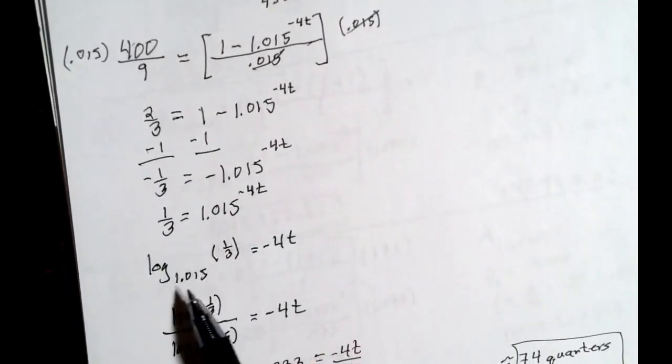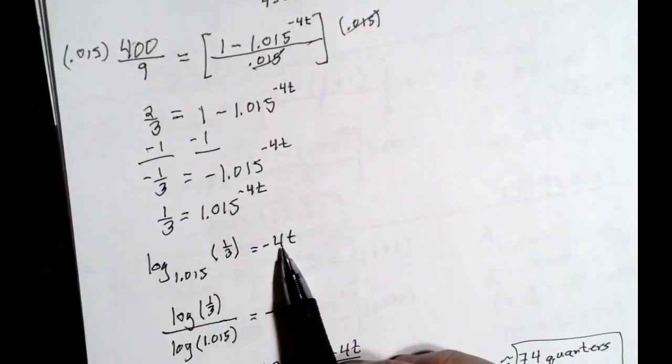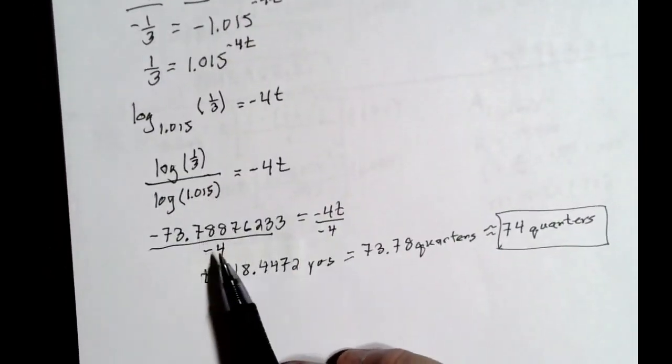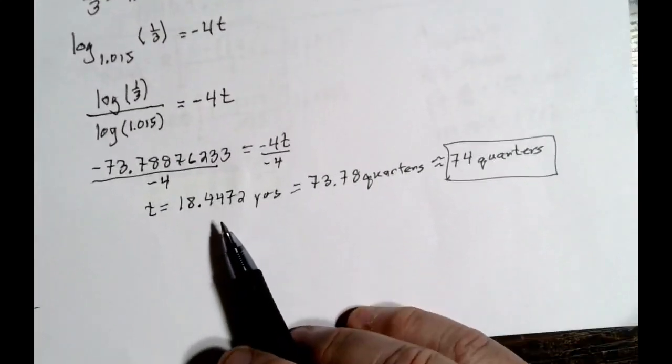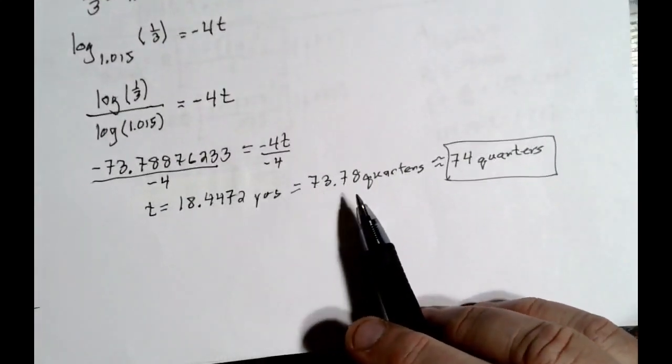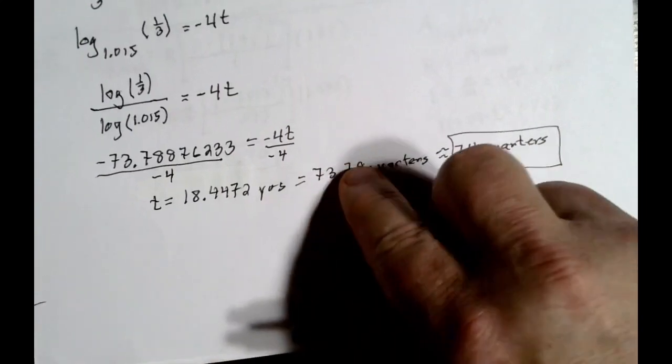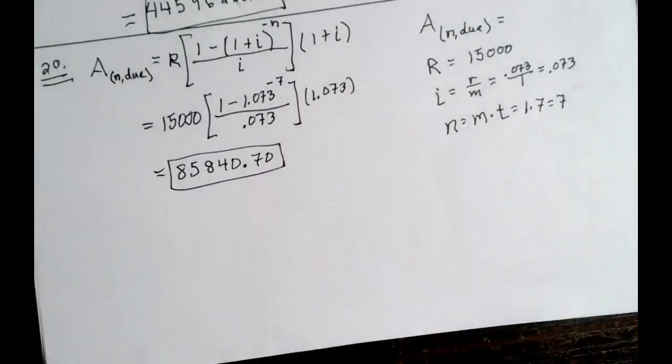And now you can write this with a log. Log base this of 1/3 equals -4t. You figure out what that is. Divide by -4, and now you've got t is 18.44, or 73.78 quarters when you multiply it by 4, which is roughly 74 quarters.